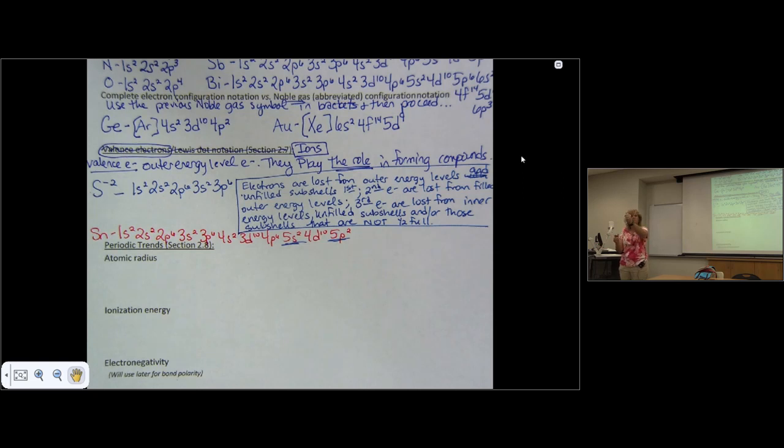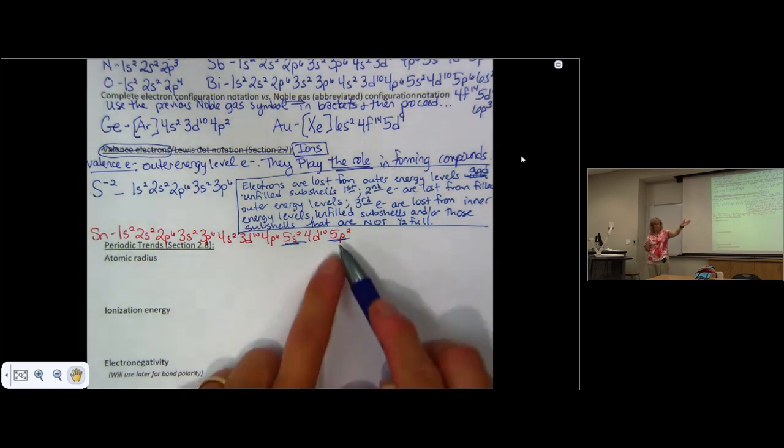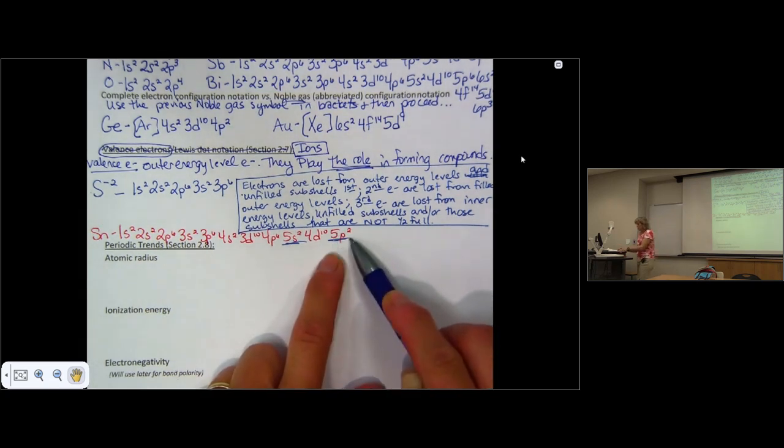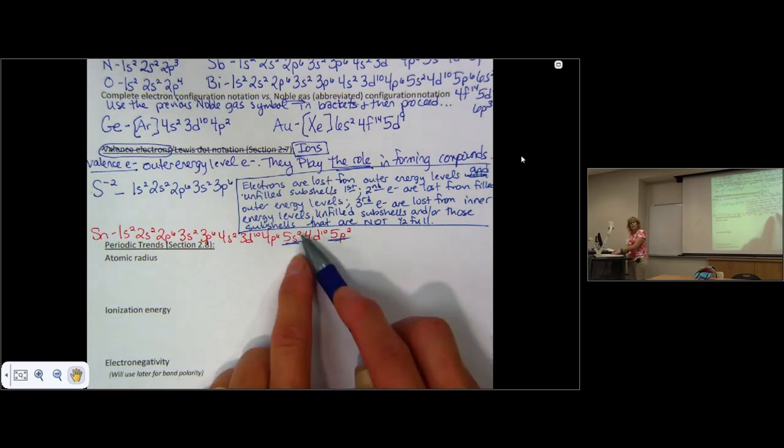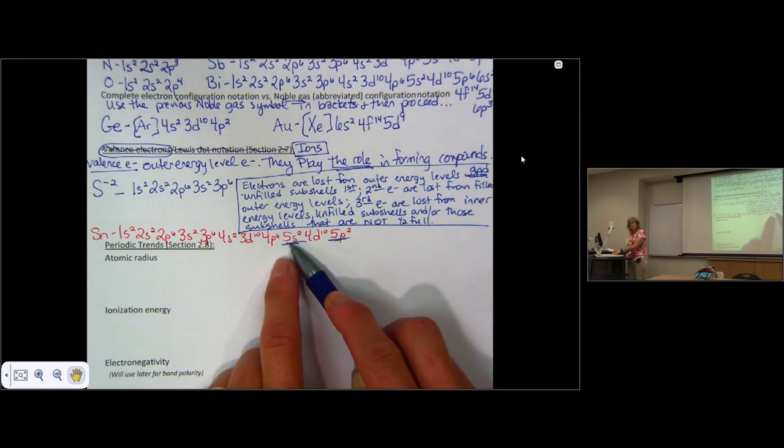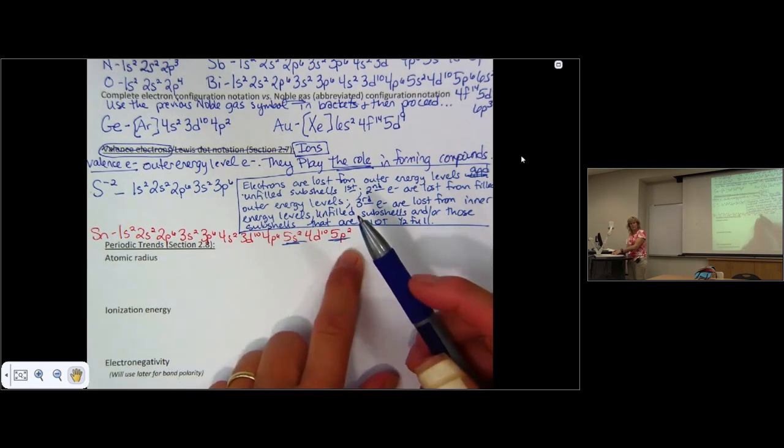What's your question? I'm sorry, this just isn't clicking for me. How do you know the logical charges for lead? Because lead is right underneath tin. What are the logical charges for tin? Plus 2 and plus 4. You lose these 2, and that makes it plus 2. You lose these 2 and these 2, and that makes it plus 4.